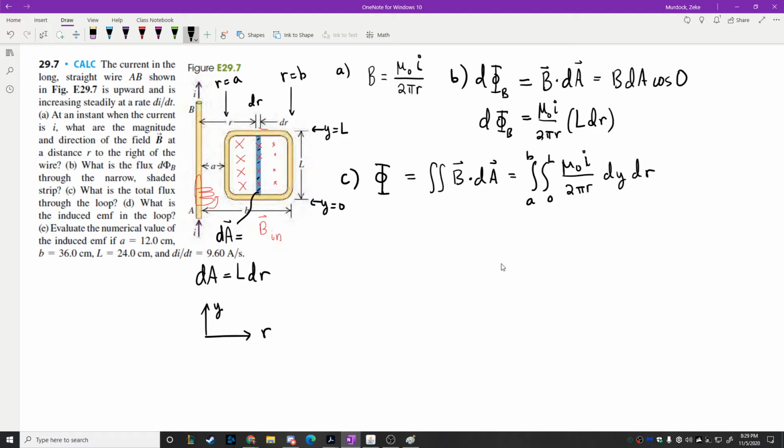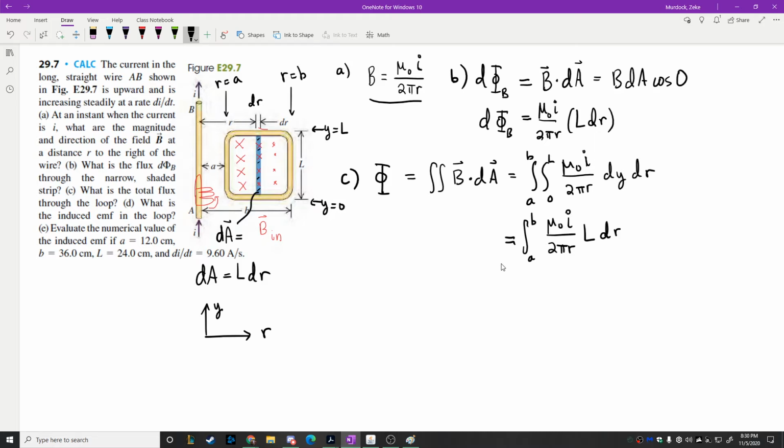So for the y's, I would go from 0 to L, and the r's, I would go from a to b. But then, if you notice, the magnetic field, this is what I was trying to say a second ago, doesn't vary as a function of y. All along this blue strip right here, the magnetic field has the same value. And so as a result, when we integrate 0 to L dy, you just get L, right? And our integral becomes a to b of mu naught I over 2 pi r, and then L from the dy integral, times dr. I don't know if that helps or if that was just obvious to everyone, but might as well do it just in case.